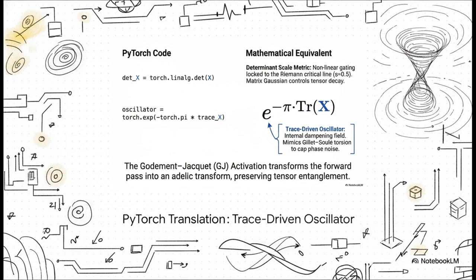A standard PyTorch determinant is mathematically equivalent to the trace-driven oscillator capping phase noise. On the left, we have a couple lines of Python using PyTorch, calculating a determinant and an oscillator using the exponential of a trace. And on the right, the elegant math equivalent, e to the negative pi times the trace of x. This acts as an internal dampening field that mimics torsion to control tensor decay. The math directly, beautifully informs the code.